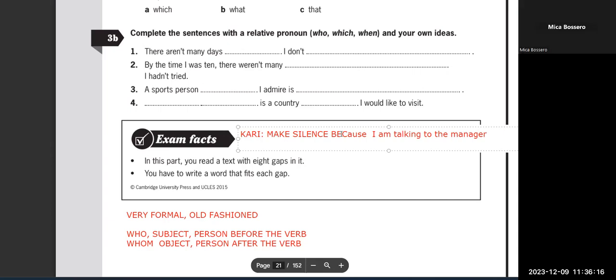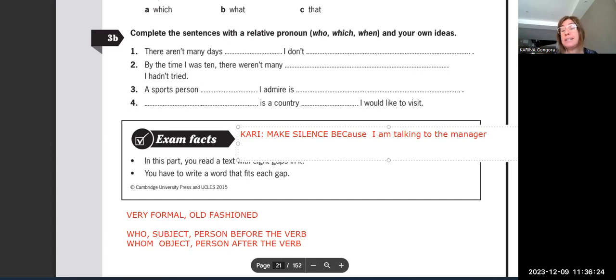Which is the object? The object is the person. The manager. Imagine that my husband couldn't listen to me correctly because he was listening to something on the mobile phone, right? So he would say, because... To whom? Exactly. Very good. To whom?